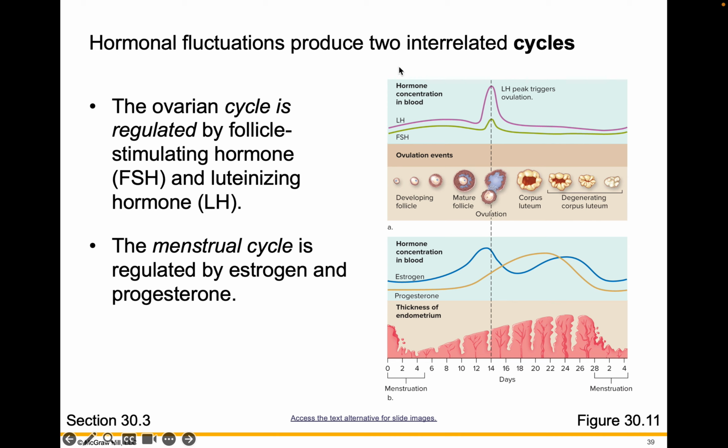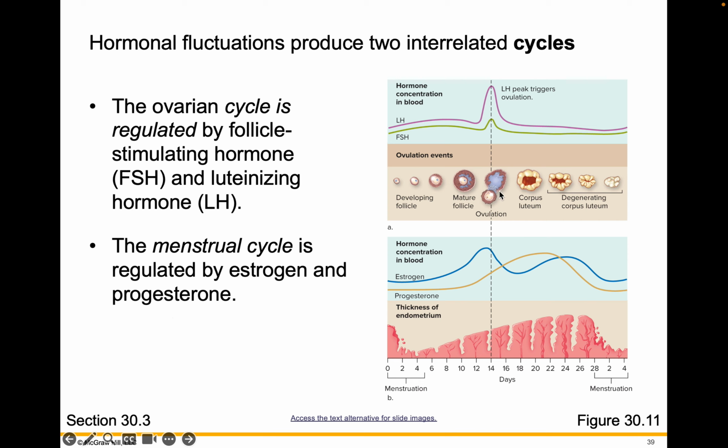Hormonal fluctuations produce 2 interrelated cycles. The ovarian cycle is regulated by follicle-stimulating hormone and luteinizing hormone. The menstrual cycle is regulated by estrogen and progesterone. So let's look at these graphs here.